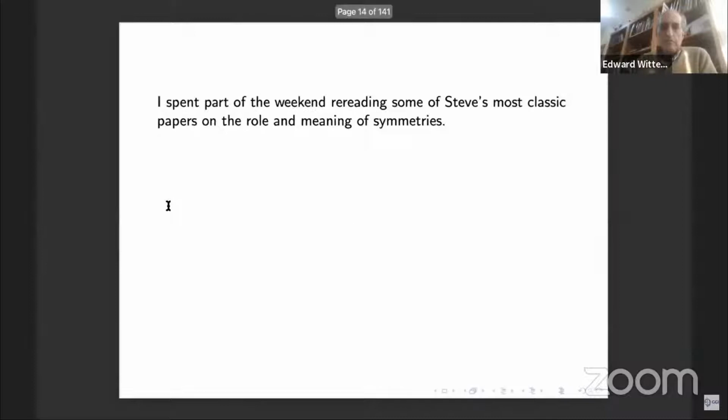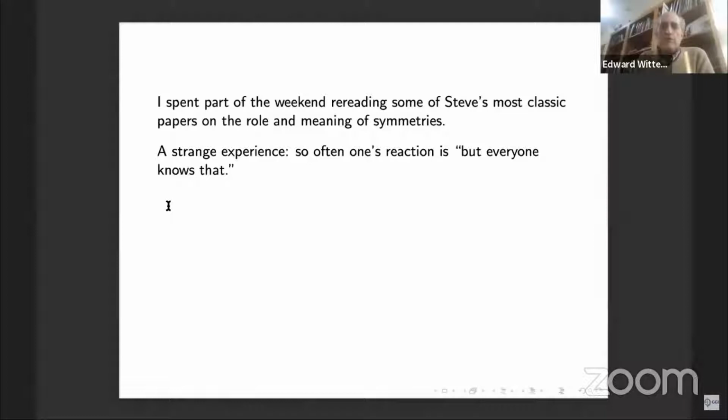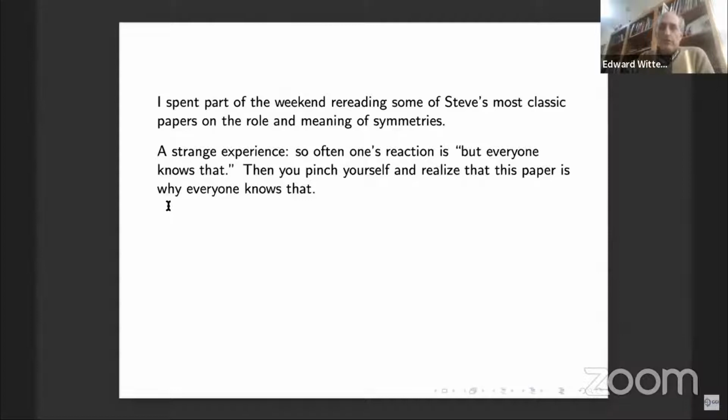Now, I spent part of the weekend rereading some of Steve's most classic papers on the role and meaning of symmetries, trying to think about the best way to approach this lecture. It's a strange experience because often your reaction when you read something is, but everyone knows that. Then you have to pinch yourself and realize that this paper is why everyone knows that, or where everyone knows it from.